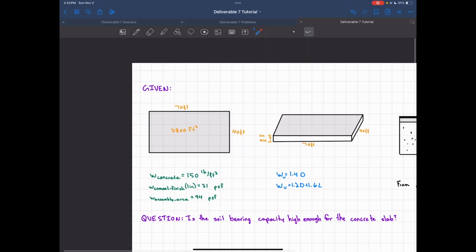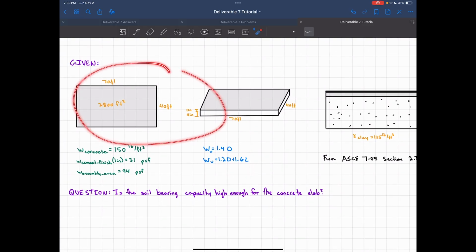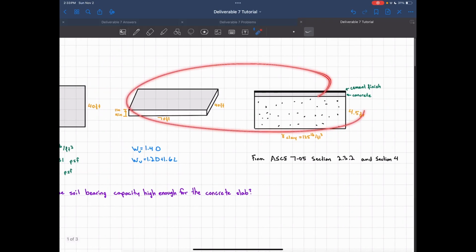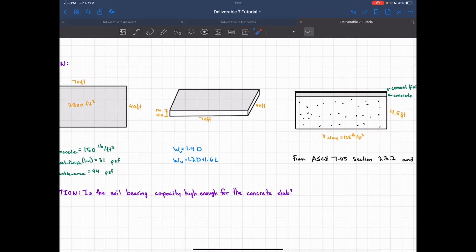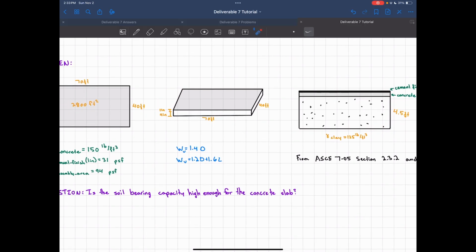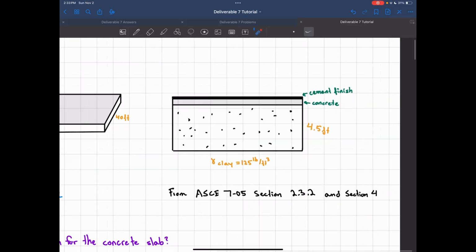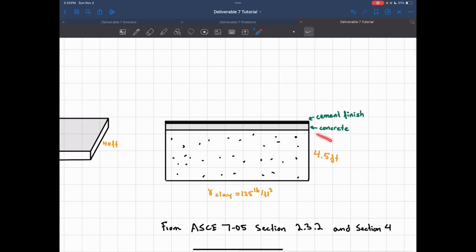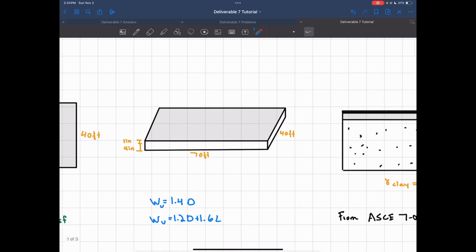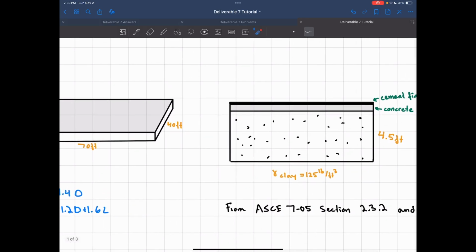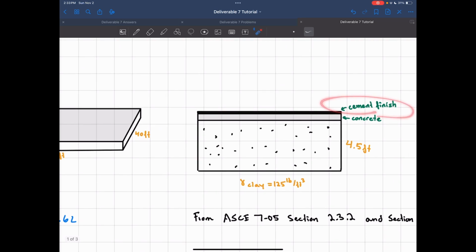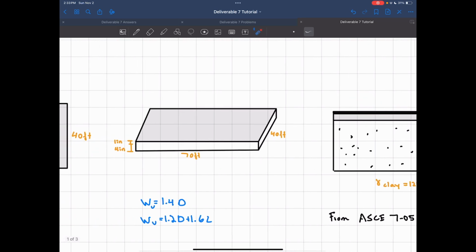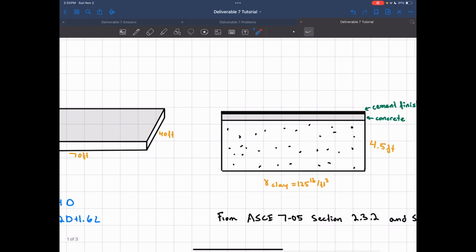So you can see here we're looking at our concrete slab, the 40 feet by 70 feet, and we have a plan view right here and a sort of profile view on these two images. We have our dimensions for our slab, and our slab actually has two layers to it. We have the actual concrete itself, which is, if we go over here, 4 inches deep. And then we also have a cement finish on the top. This is pretty common to have, and that is 1 inch deep.